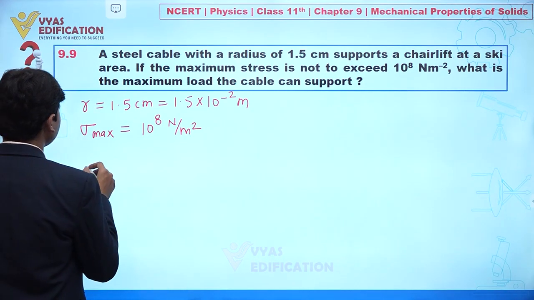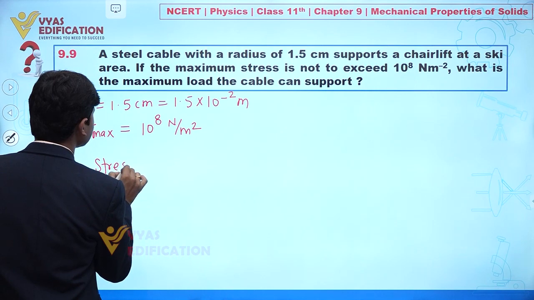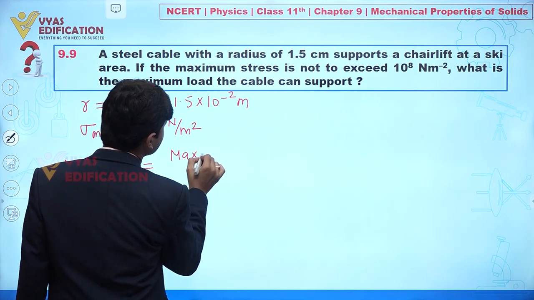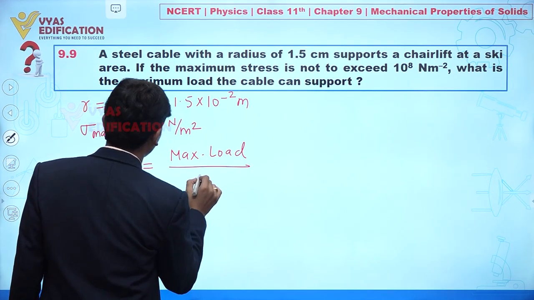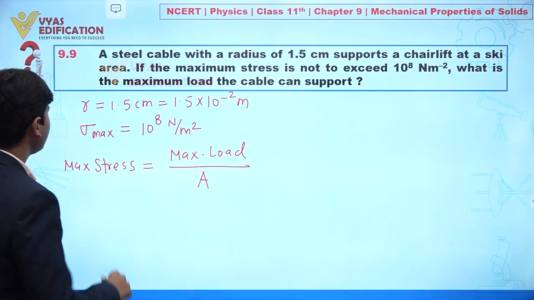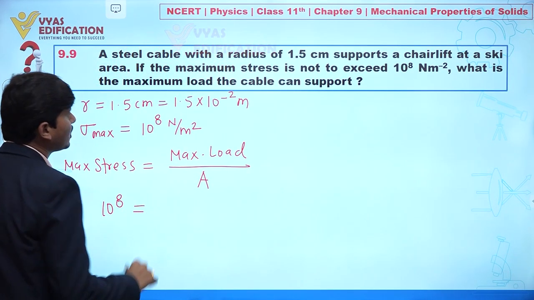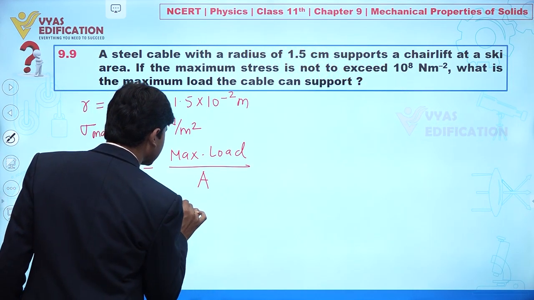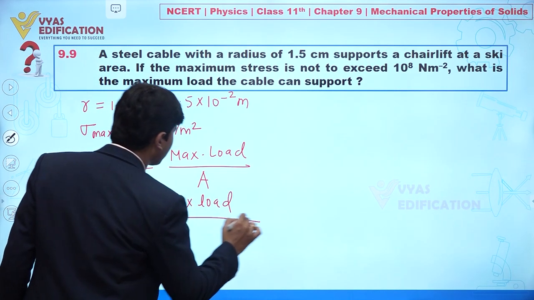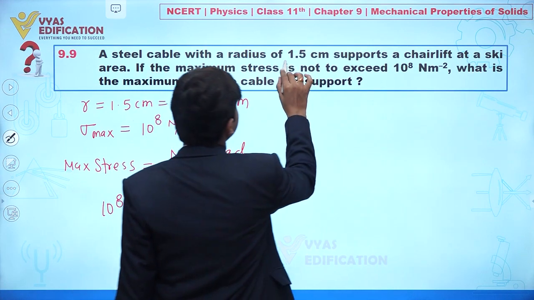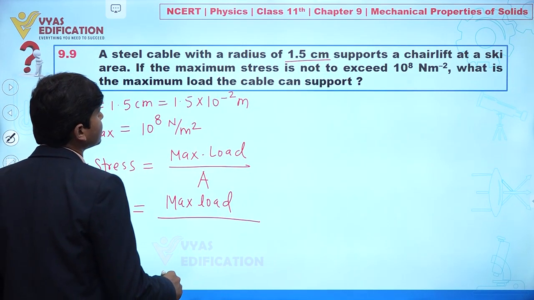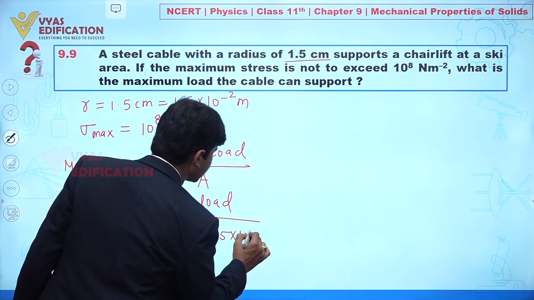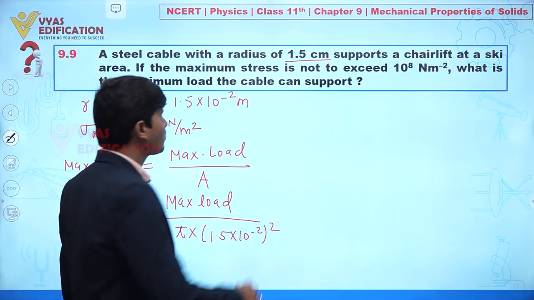If I am talking about maximum stress, the maximum stress is given by maximum load divided by area. So we can say 10 to the power 8 equals maximum load divided by area. Maximum load is my objective, so I will calculate the maximum load. And what about total area? Since it is given having radius, we can write area as pi r square. This is the cross sectional area. So pi r square means pi times 1.5 into 10 to the power minus 2, whole square. From here we can calculate the maximum load.